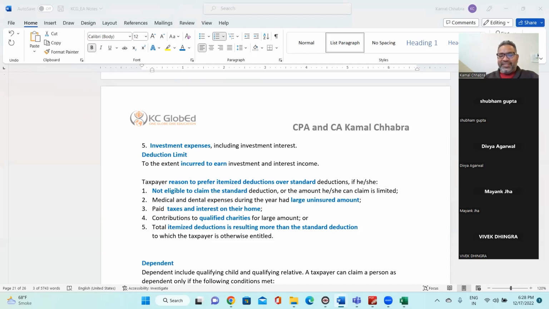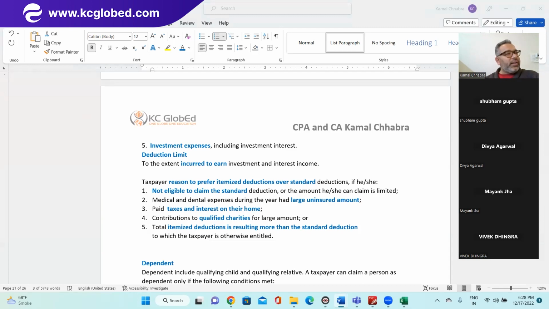Non-resident aliens are not allowed the standard deduction. They are only allowed the itemized deduction, right? They want to protect the interest of their citizens and residents, and they want to take maximum taxes from the non-resident alien. Right?